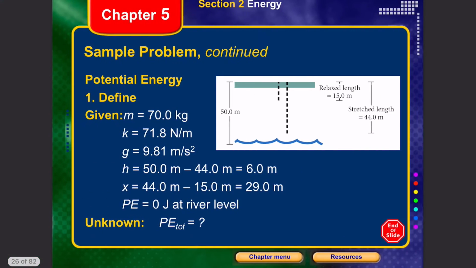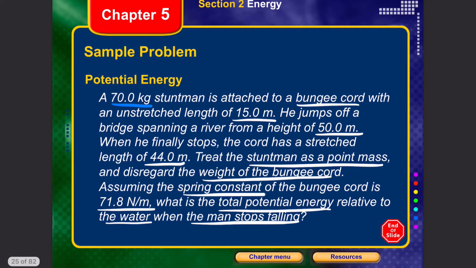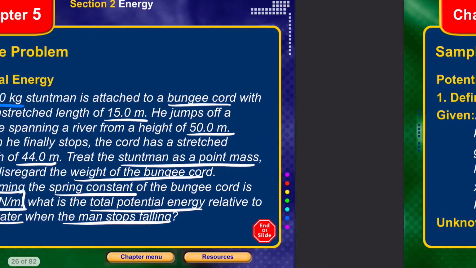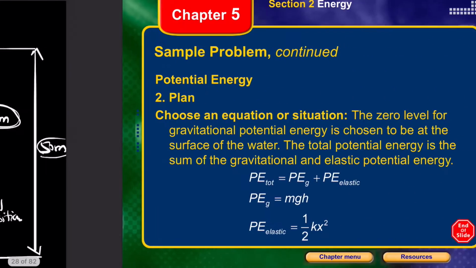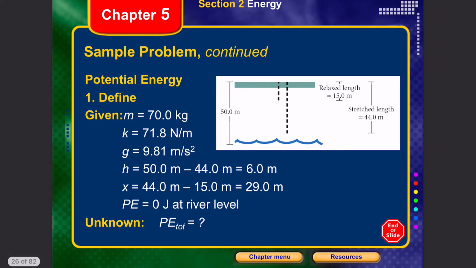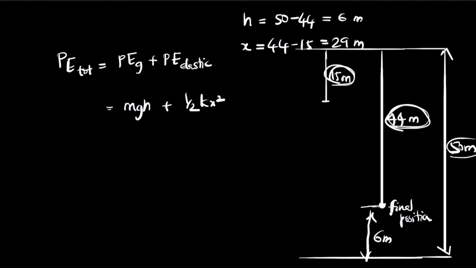So from the data, what is given here? A 70 kg stuntman, and he jumps from a bridge 50 meters above the river, and the spring constant is given as 71.8 Newton per meter. Now the height here becomes 50 minus 44, which is 6 meters. The x, which is the stretch, is the stretched length minus the relaxed length of 15 meters. So 44 minus 15 gives you 29 meters. Now we have the height, we have the displacement.